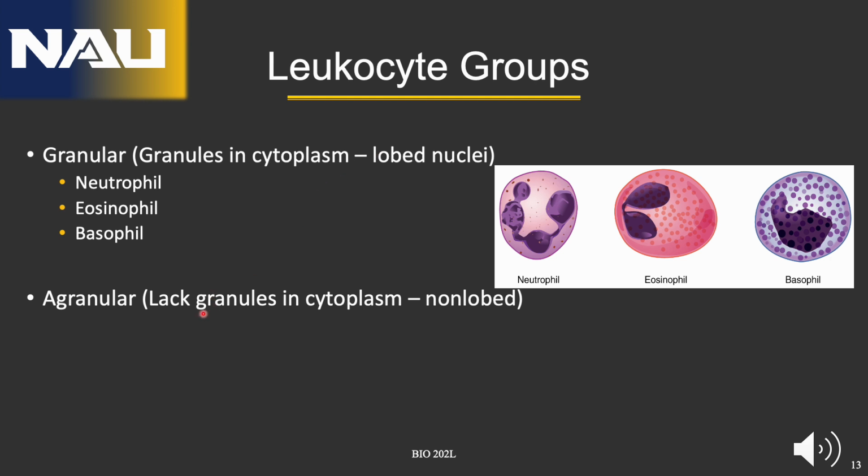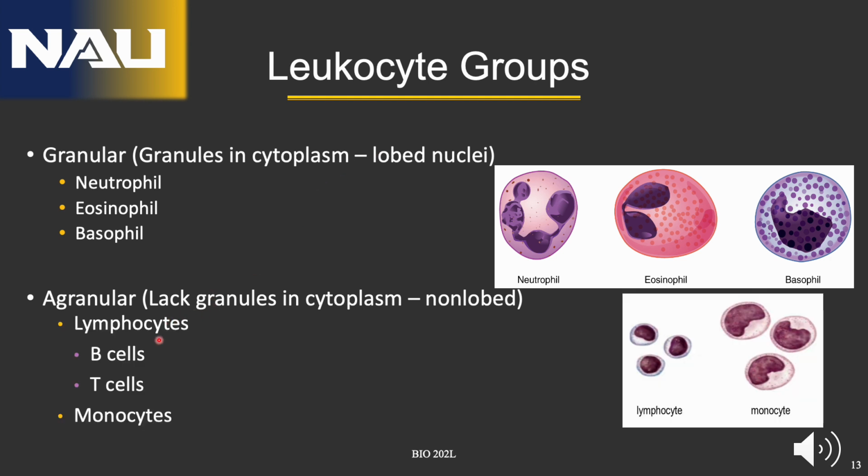Agranular cells are lymphocytes and monocytes, and there's two cell types within lymphocytes, the B cells and the T cells. The B cells produce antibodies and the T cells destroy infected cells. Monocytes, they can differentiate into macrophages and dendritic cells, which are key for phagocytizing pathogens and presenting antigens to T cells.